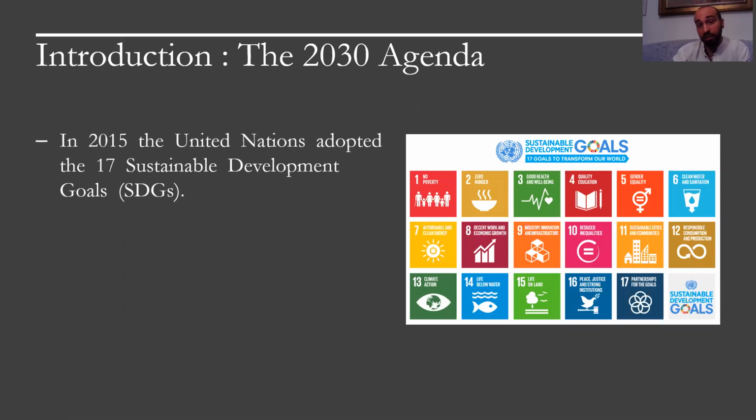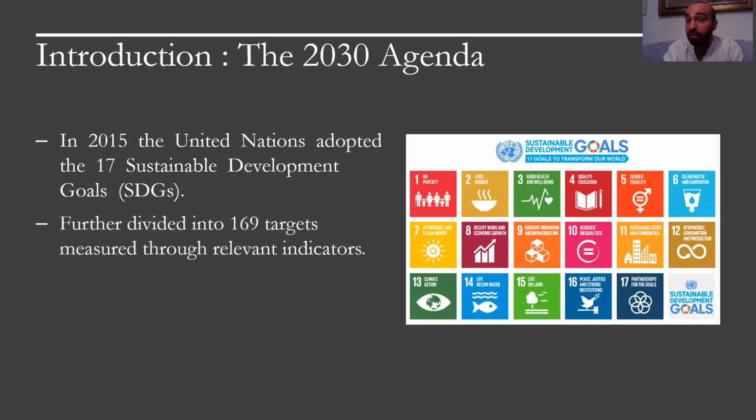In 2015, the United Nations adopted the 17 Sustainable Development Goals. These are very broad and ambitious global challenges like no poverty, gender equality, quality education, but they are shared by all UN member states with the aim of achieving them by 2030. These 17 goals are further divided into 169 targets that are more specific and measured through relevant indicators. Now, there is a list of official indicators, but then basically each country has developed its own additional statistics.